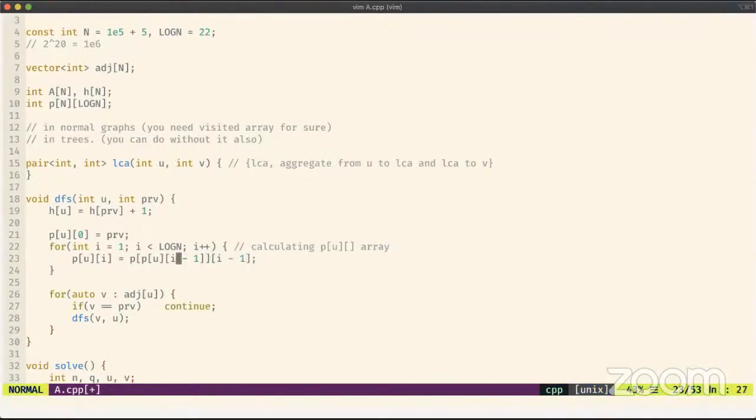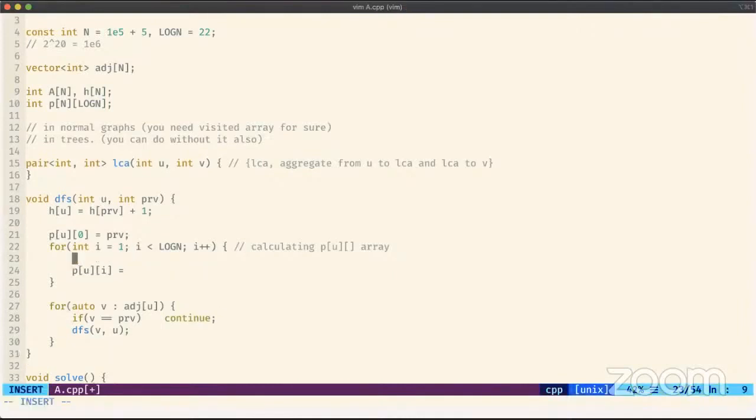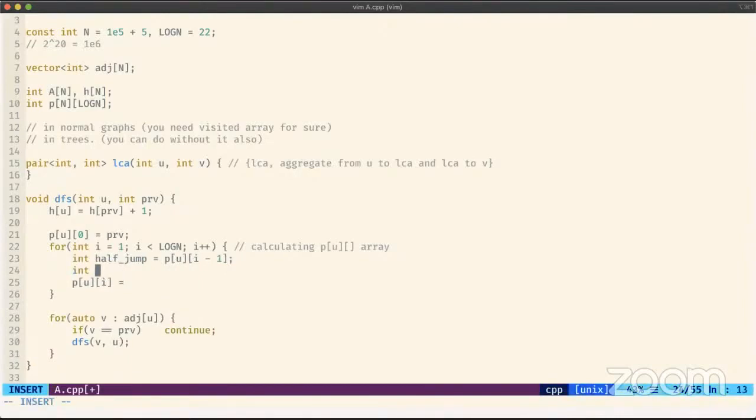This is slightly tricky to get the first time you see it. The idea is, I'll try to explain this way. int first half jump equals P[u][i-1], and second half jump is equal to P[first half jump][i-1]. That's the idea.